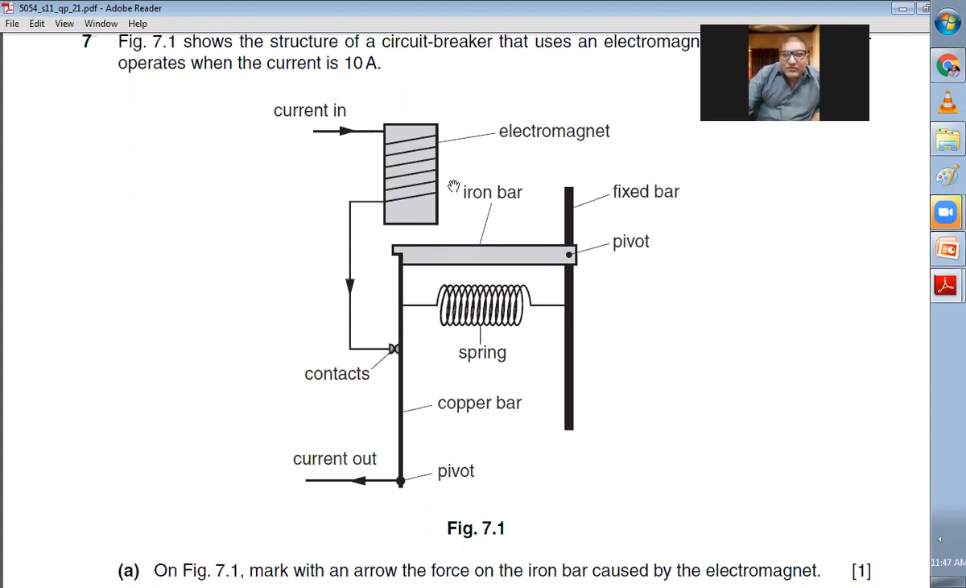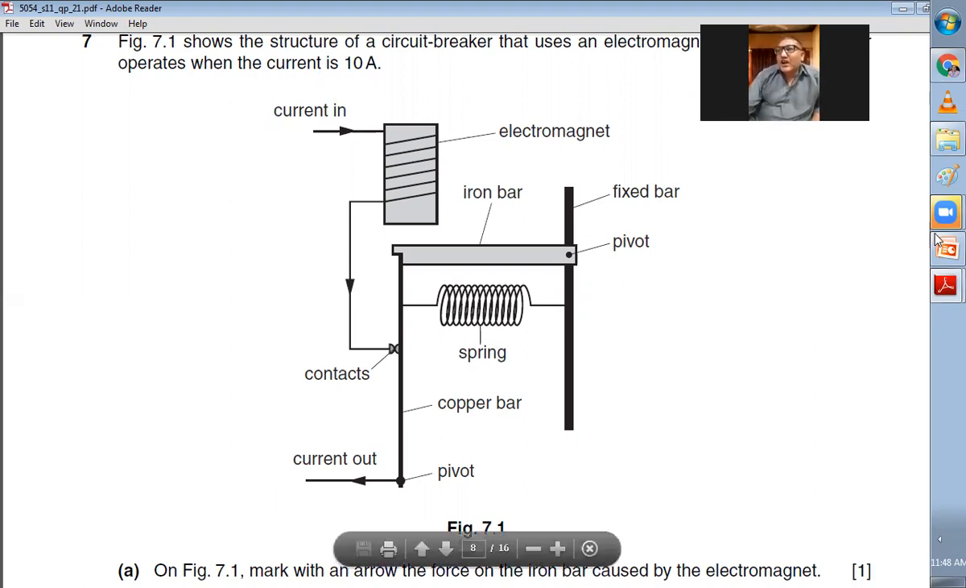When this iron bar moves upward, you see this lock system here. This copper bar will no more be locked. So due to this spring, this copper bar will move towards the right. When this copper bar moves towards the right, this contact here will be broken. And when this contact is broken, the path for the current going out will be opened, and no more current will be flowing out of this breaker. So the current supply to the appliances will be cut off. I hope you have understood this.